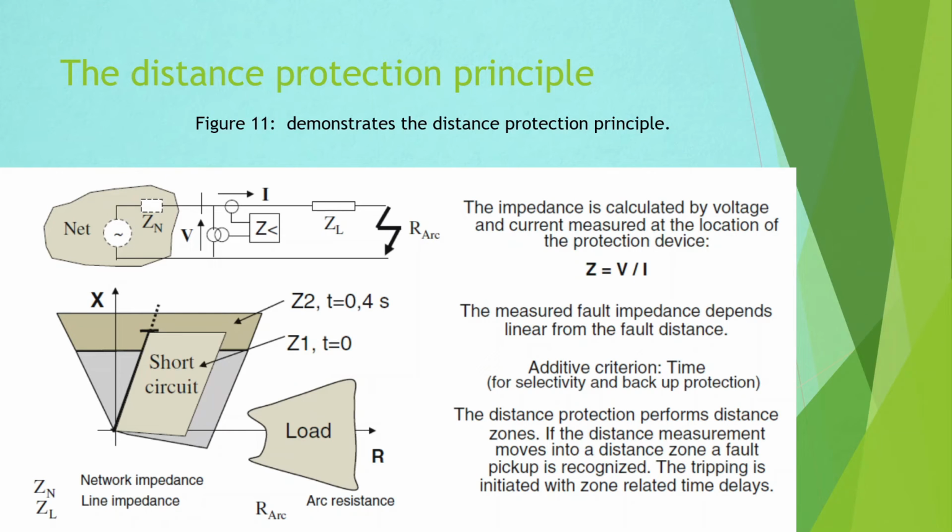The distance protection continuously calculates the impedance using the instantaneous measurement of the voltage and current. If a short circuit occurs along the line, the voltage declines and the current grows. The impedance will be significantly reduced. The impedance is measured as the distance of a fault. Several impedance zones can be parameterized to ensure both the selectivity and the backup protection features. Now, here in this figure, it demonstrates the distance protection principle.